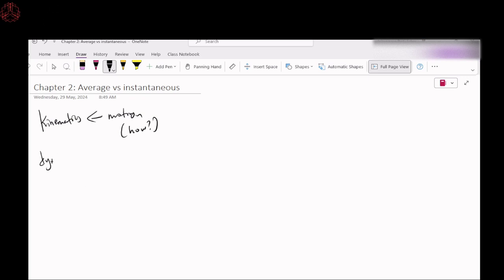Whereas in dynamics, you are caring about why it moves. What I mean by why it moves is, okay, is it related to gravity? Is it related to friction? Was there a collision, and so on and so forth? Okay, so I want to focus on kinematics.